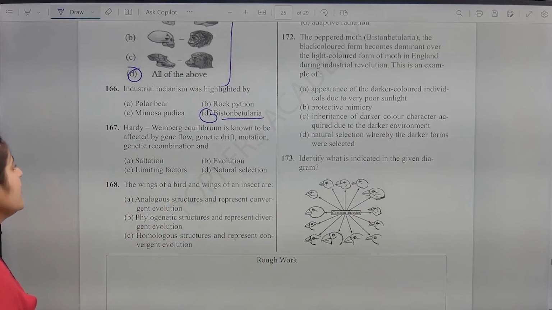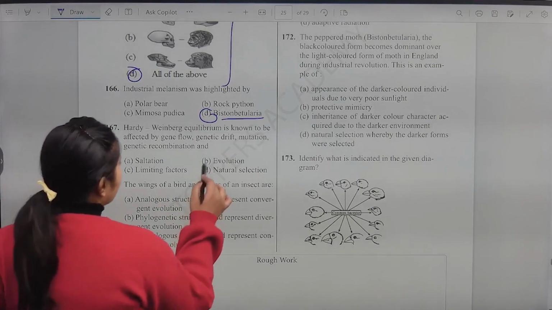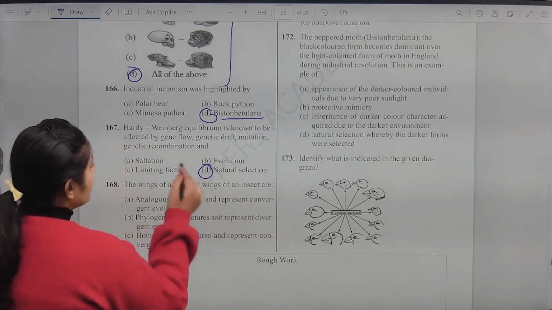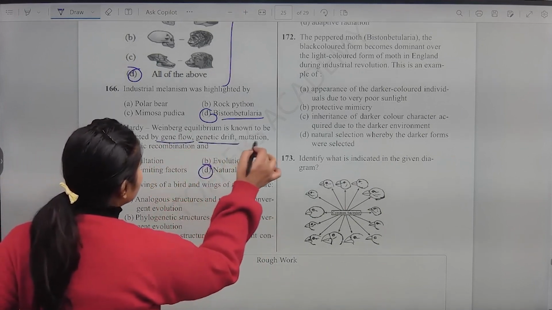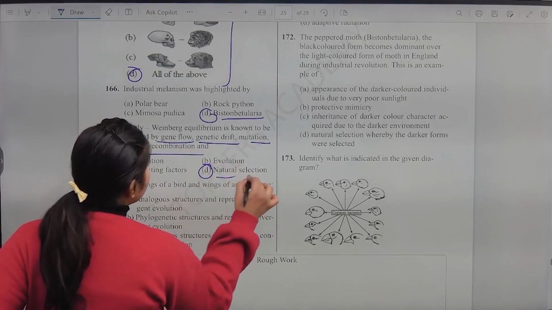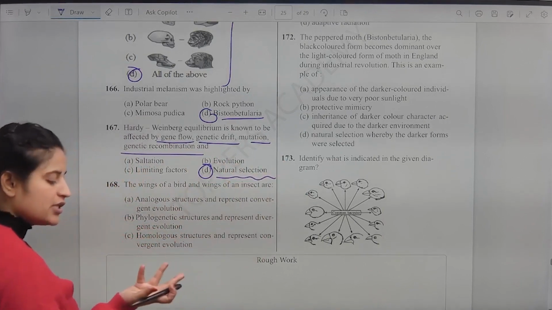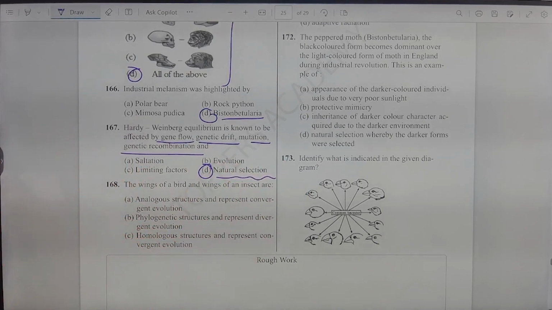Hardy-Weinberg equilibrium is known to be affected by gene flow, genetic drift, mutation, genetic recombination, and also natural selection, because they disturb the Hardy-Weinberg equation.